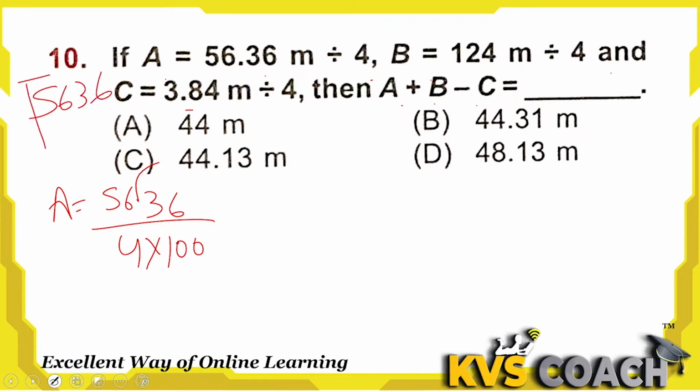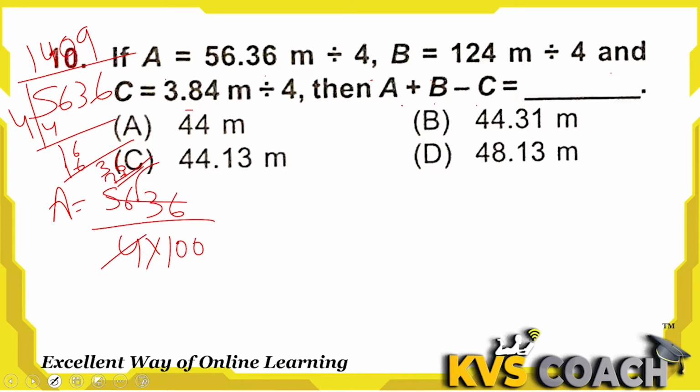5636, okay, divide by 4. Here 4 ones are 4, 4 fours are 16. Here 3 is coming down, but it cannot be divided, so we will put 0 here. So 6 is down. So 4 nines are 36. Okay, so this is finished.